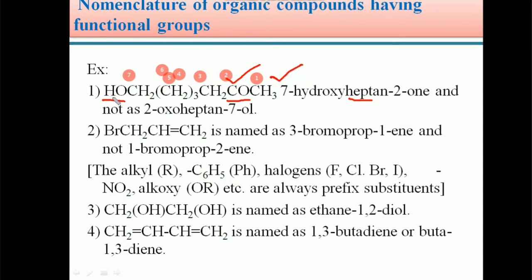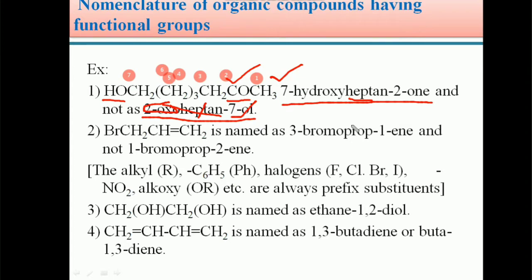So in this compound, OH alcohol functional group is present and C double bond O keto group is present. Based on the priority order, keto group is more prior than OH group. Therefore, the name of this compound is 7-hydroxyheptan-2-one, but not 2-oxoheptan-7-ol. That name corresponds to treating the hydroxy group as more prior than keto, but based on our priority order the keto group is more prior than OH group. So this is the wrong one. This is the correct IUPAC name of the given organic compound.